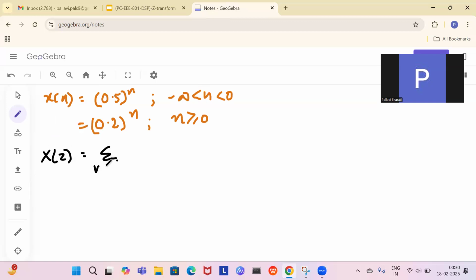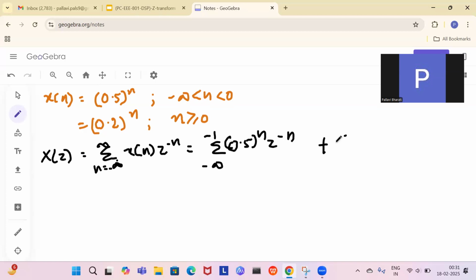Summation n equals minus infinity to infinity x[n] z to the power minus n. Here you can see this n value is divided into two parts. The first part is minus infinity to minus 1, where the value of x[n] is 0.5 to the power n, z to the power minus n. The second part is n equals 0 to infinity, where the value of x[n] is 0.2 to the power n, z to the power minus n.